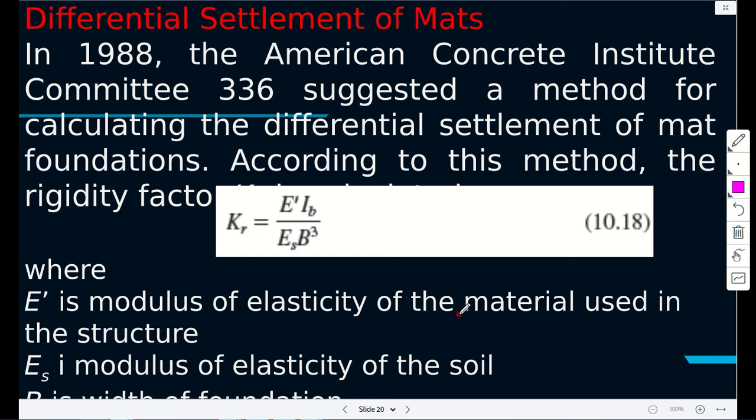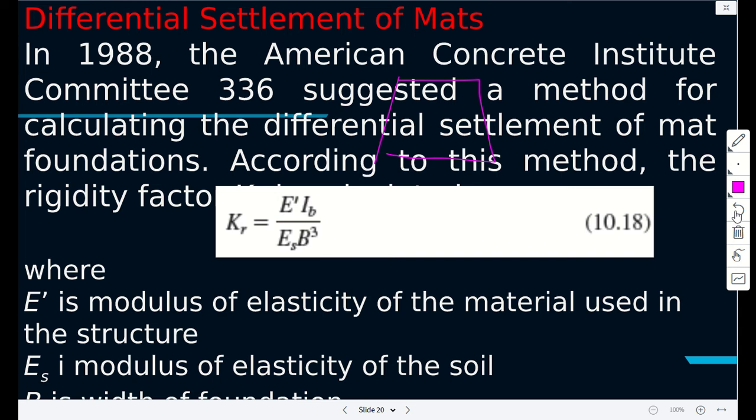So if you're talking about concrete, that's E. Depending on the material used for the foundation, E prime is for example for concrete, and then ES is for soil. The B cubed is the length of the foundation, and I is the second moment of inertia, either IYY or I.